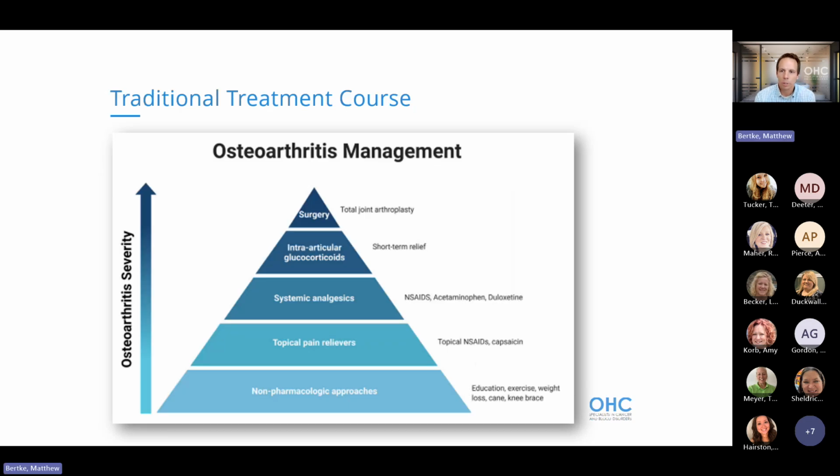The traditional course of treatment for osteoarthritis starts with less pharmacologic and less invasive approaches like exercise, weight loss, things like that. Then it escalates into topical pain relievers and then systemic pain relievers, like Advil and ibuprofen. Then it usually escalates into joint injections and then joint replacement, the classic orthopedic paradigm of treatment.